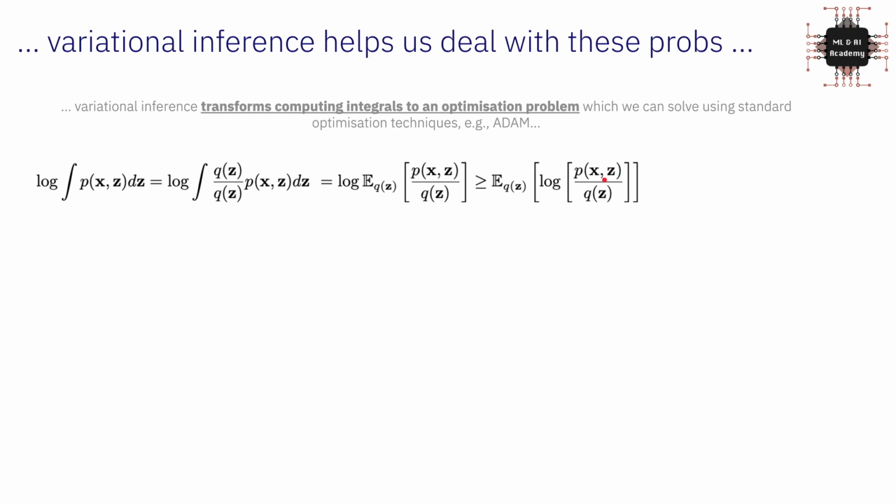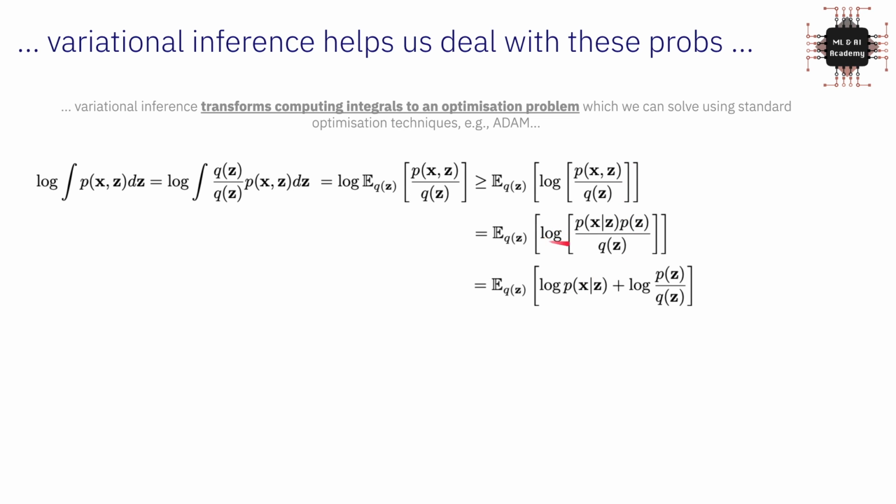Remember, this is a joint, so I can use Bayes rule. And Bayes rule would tell me, okay, I'm going to have E over Q of Z log of, instead of the joint, I just write P of X given Z times P of Z. That's just simple Bayes rule: P of A and B is P of A given B times P of B. And now I use the property of the logarithm that log of the product is nothing but the sum of the logs. So now you'll have log of P of X given Z plus the ratio of P over Q. So you end up with E log P of X given Z plus log of P of Z over Q of Z.